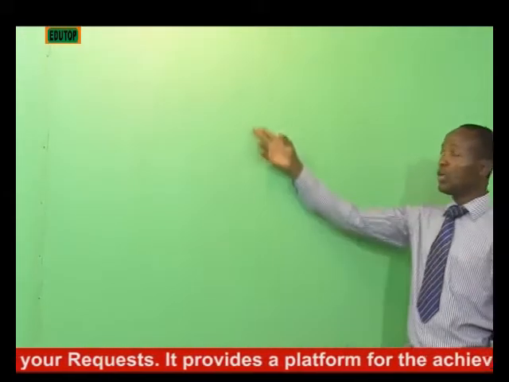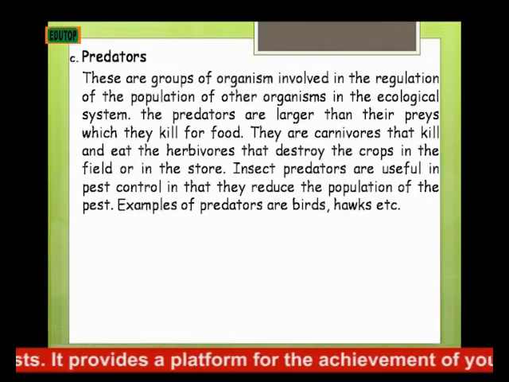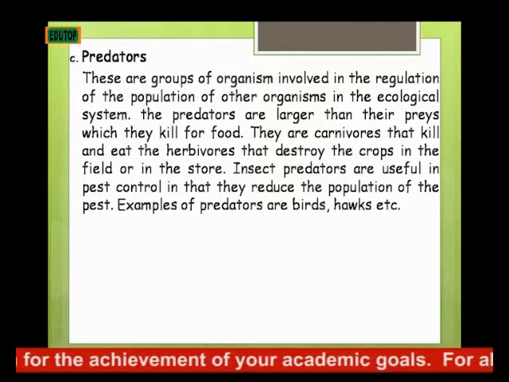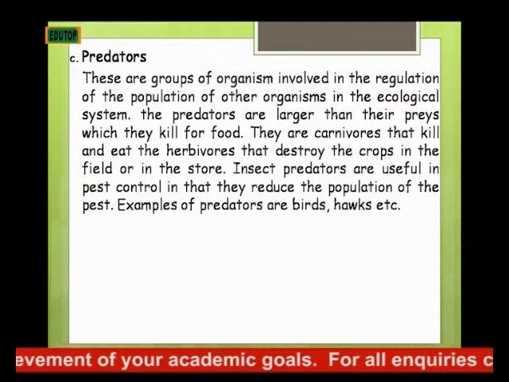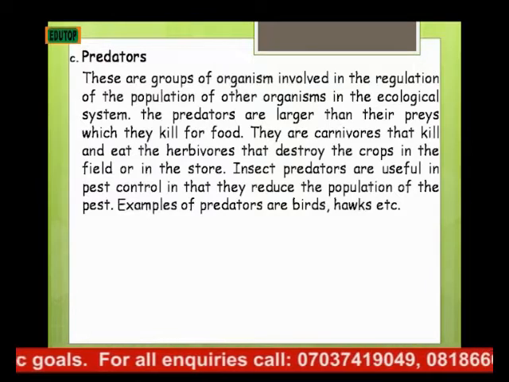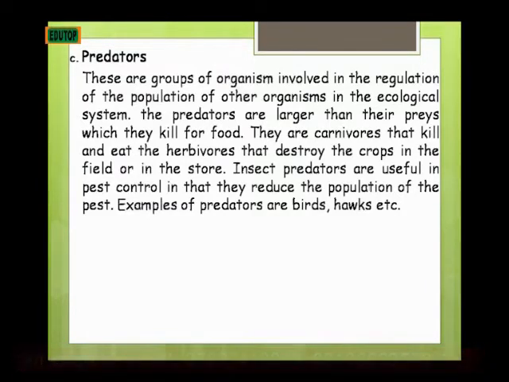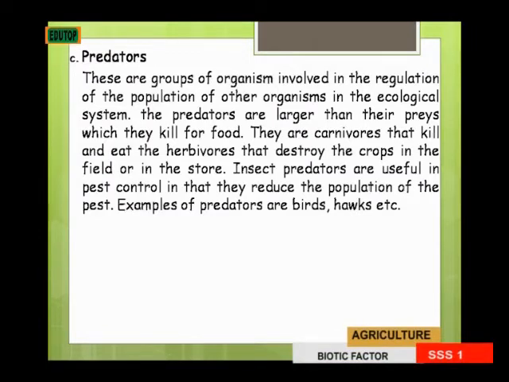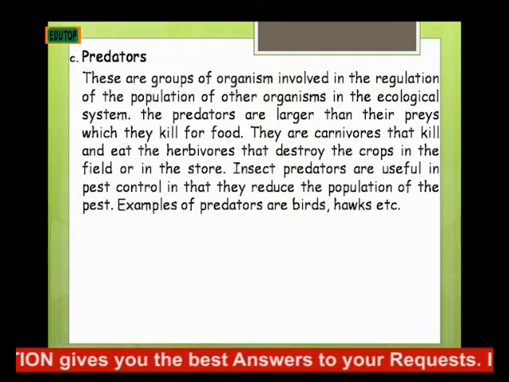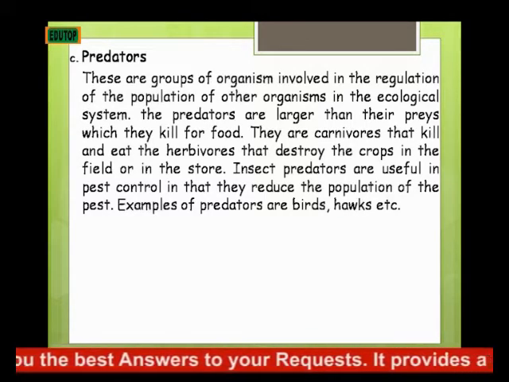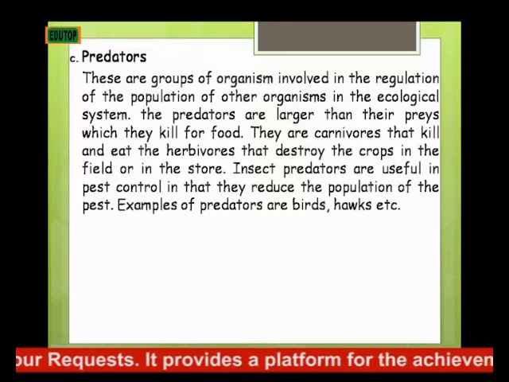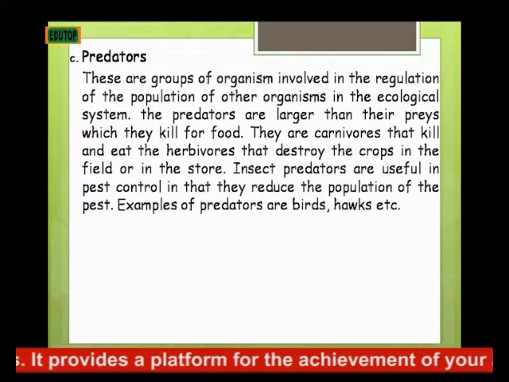Now we have predators, which is the third biotic factor that we'll be looking at. These are a group of organisms involved in the regulation of population of other organisms in the ecological system. The predators are larger than their prey, which they kill for food. Just like the relationship between lion and a goat or rodents. The lion, which is bigger than the rat, will kill the rat for food. There are carnivores that kill and eat herbivores that destroy the crops in the field or in the store.